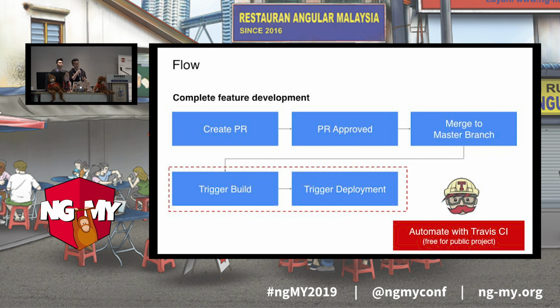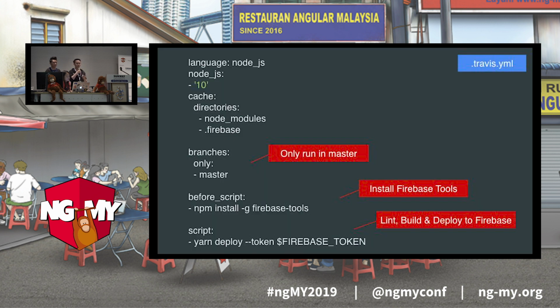Once the feature is complete, we create a pull request. Once the pull request is approved, we merge to the master branch. Once the merging is completed, we trigger the build and also trigger the deployment. Triggering the build and deployment is handled by Travis CI. Travis CI handles this for us, and it is free for public projects.